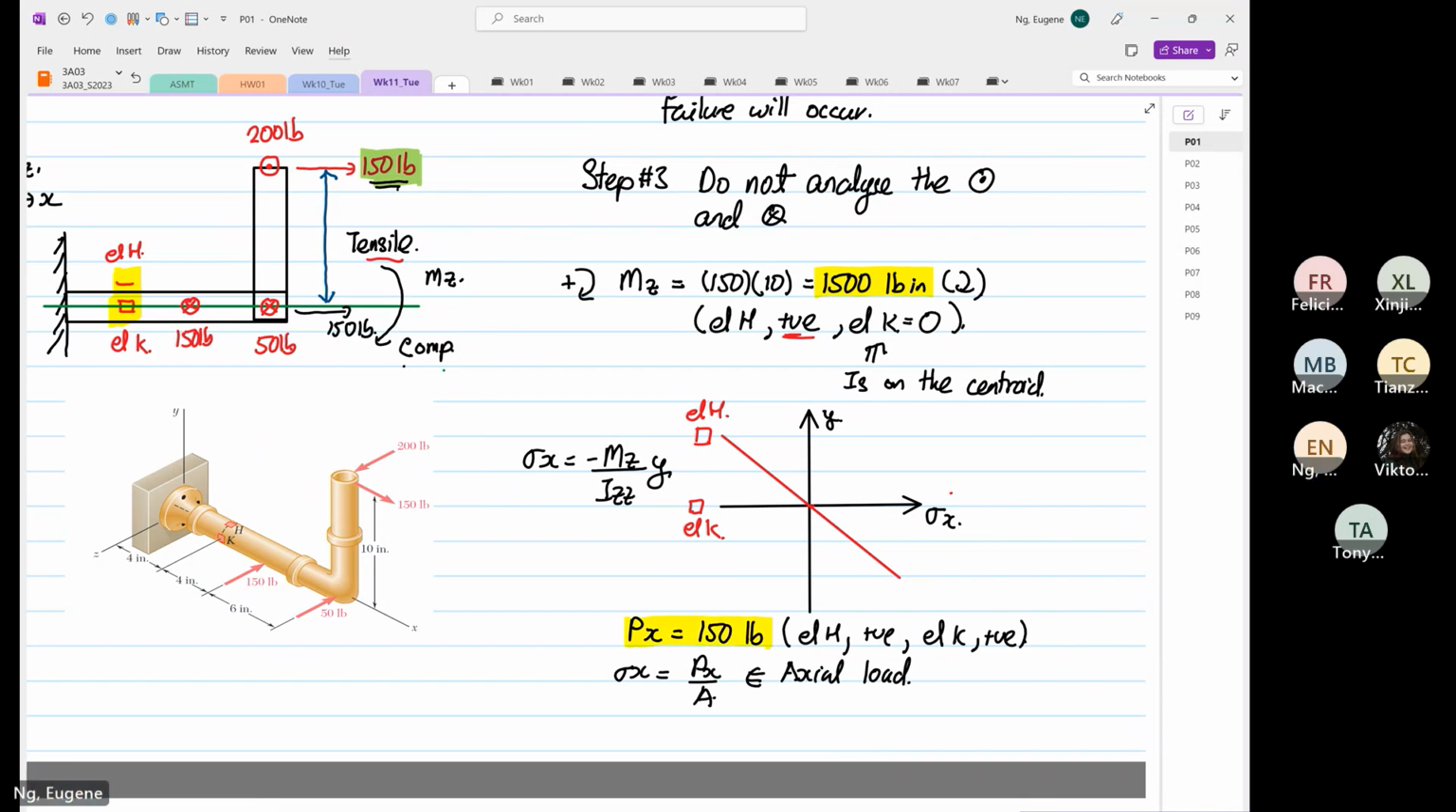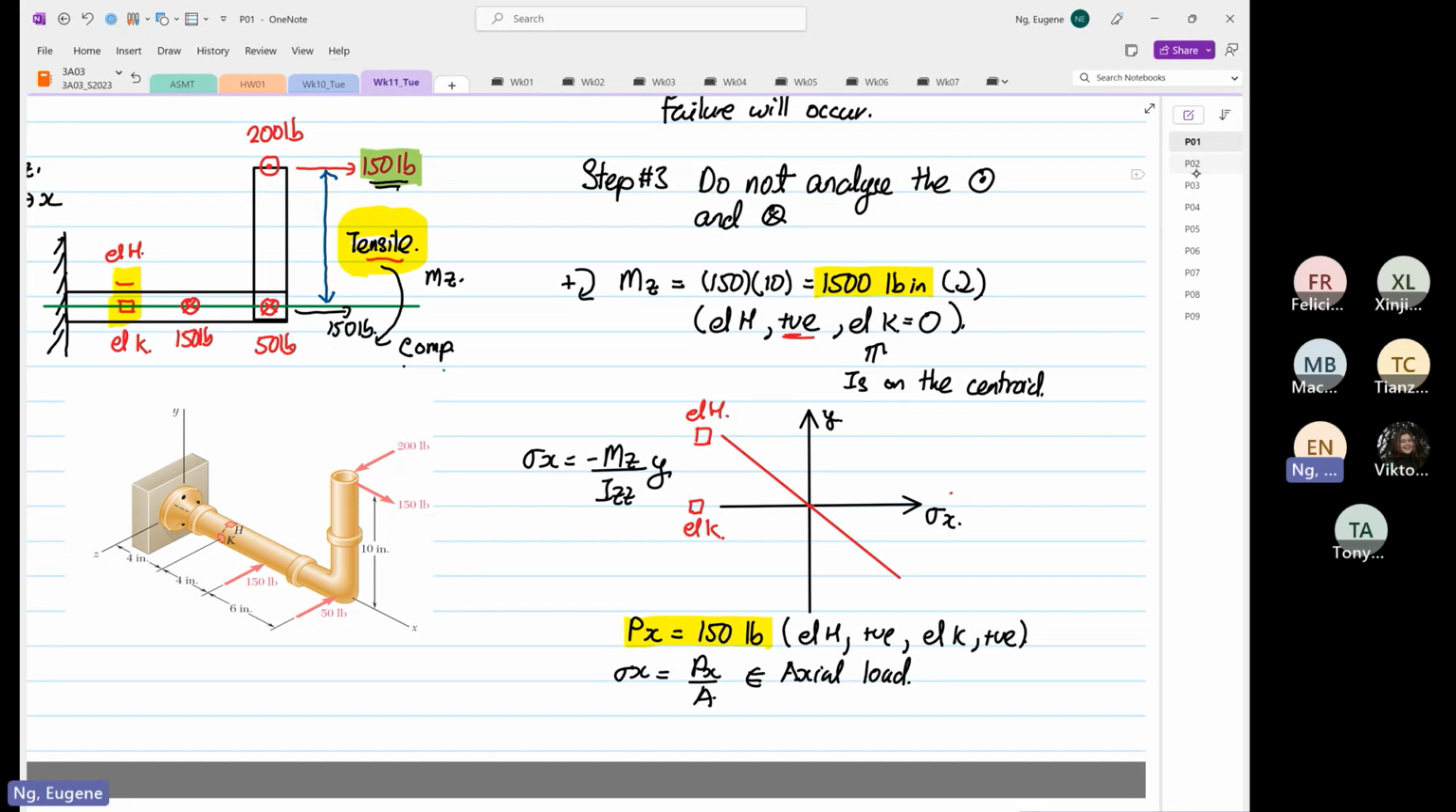Anyone, any questions so far? Are you okay? I got a question. Yes. In the moment equation, y for element H is positive? Because it's tensile. Oh, I see. Yeah, thank you. The head of the moment vector is compression, the tail end is tensile. That's why it's positive.